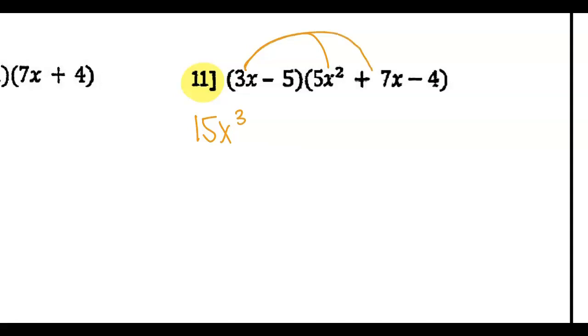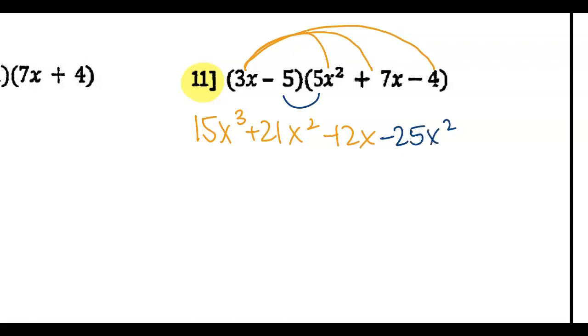3 times 7 is positive 21x squared. Make sure that's squared. 3 times 4 is negative 12x. That's the first part. Next is going to be negative 5x squared. Negative 5 times the 7x, which will give you negative 35x. And then negative 5 times negative 4 is positive 20. Be careful with your signs. Be careful with your numbers.